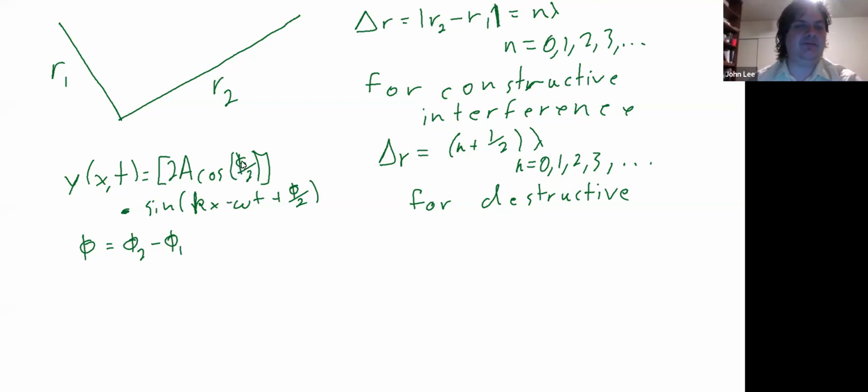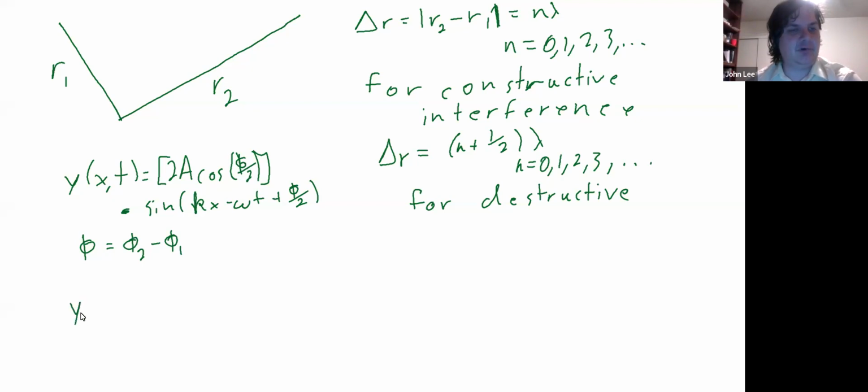So what this ends up saying is that if we have two waves that interfere, then depending on the phase constant at any of these given points, they're going to either constructively or destructively interfere.